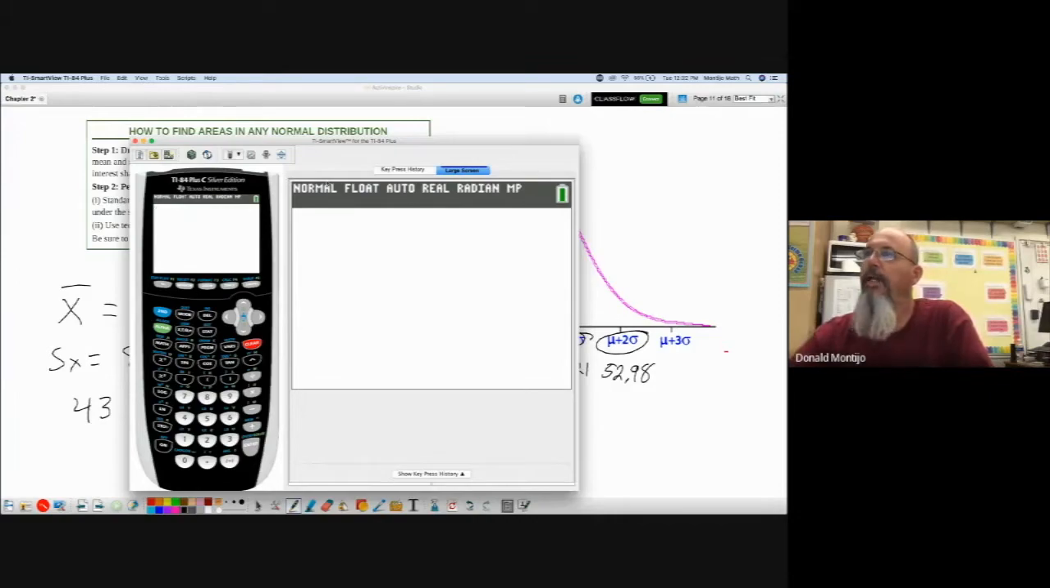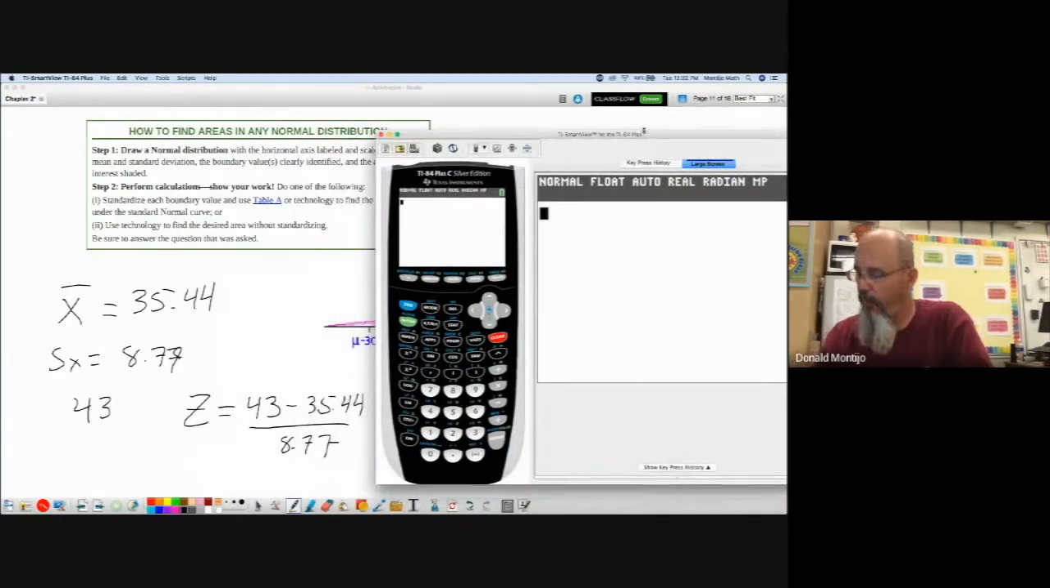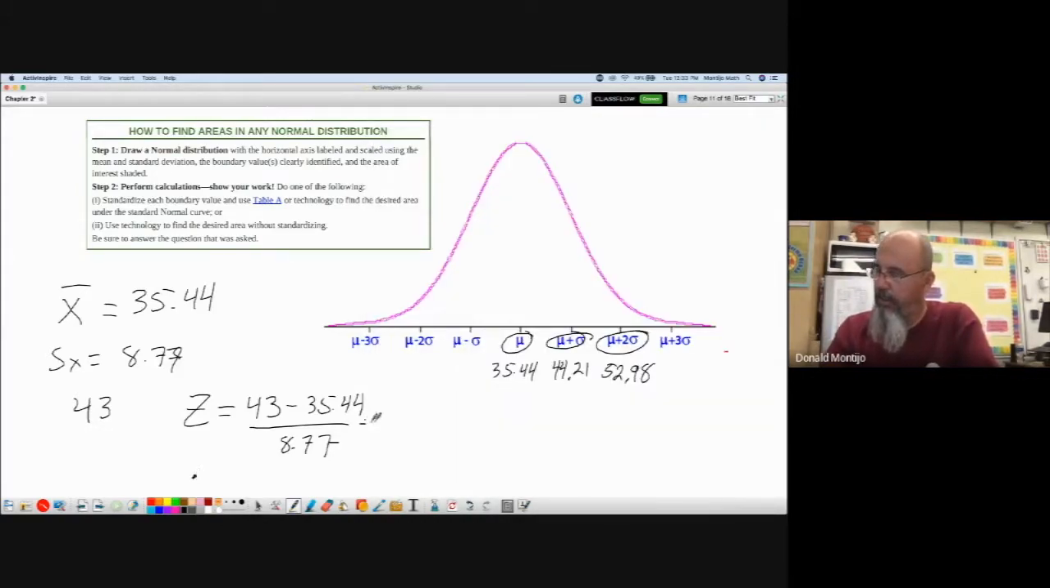And what is it that we want to find out? Well, we want to do 43 minus 35.44. And then we want to divide that by 8.77. Oh, so we have a z-score of 0.86. Okay.